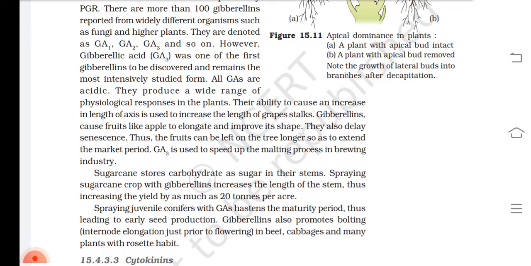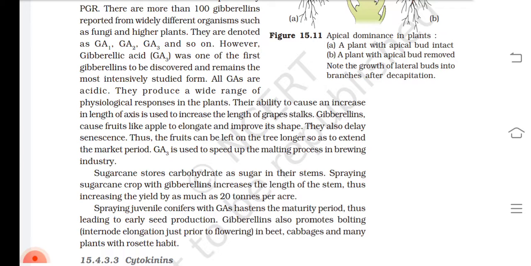Their ability to cause an increase in length of axis is used to increase the length of grape stalks. Gibberellins cause fruits like apple to elongate and improve their shape. They also delay senescence, thus the fruits can be left on the tree longer so as to extend the market period. GA3 is used to speed up the malting process in the brewing industry.